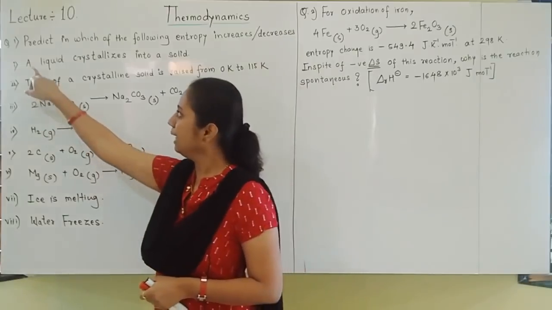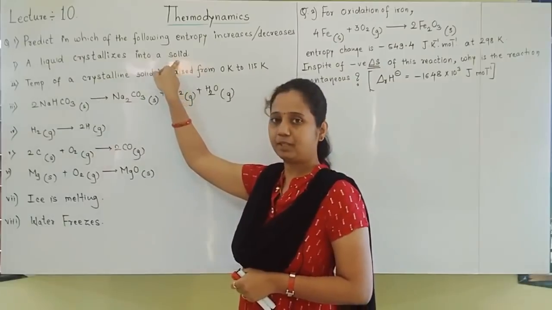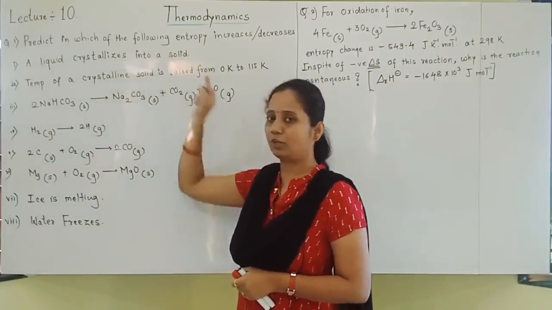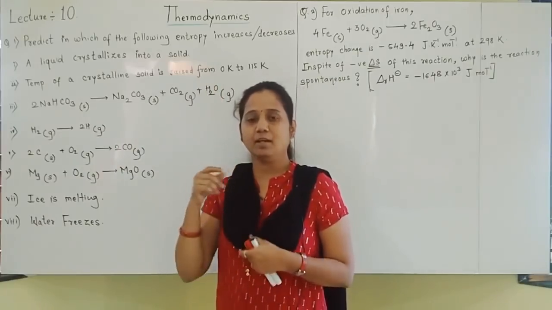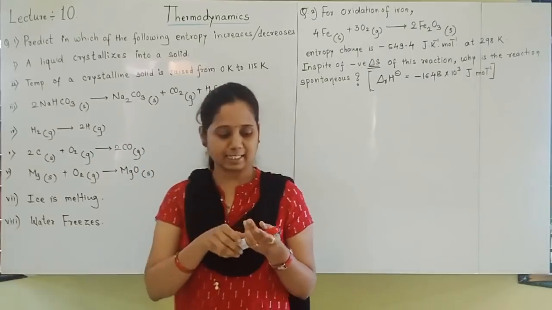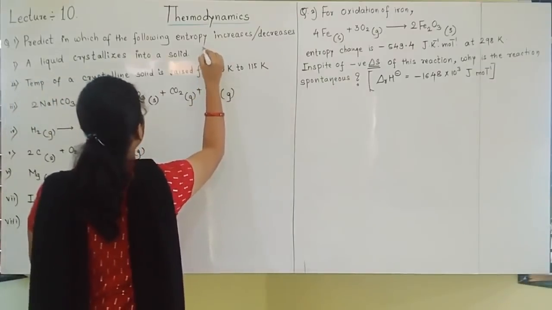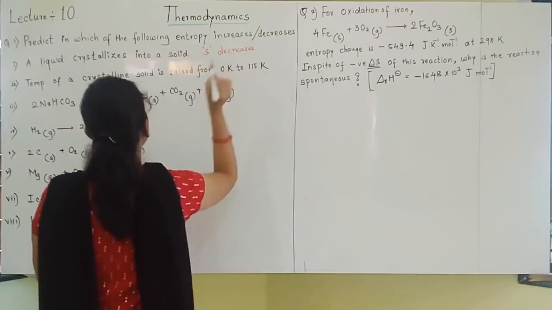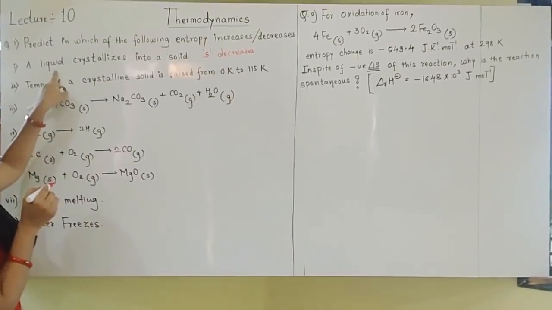Let us see. A liquid crystallizes into a solid. Liquid is getting converted to solid. What happens to entropy? Always we know that solid to gas increases, the reverse decreases. So the answer you should write is entropy decreases. Liquid to solid, so it decreases.